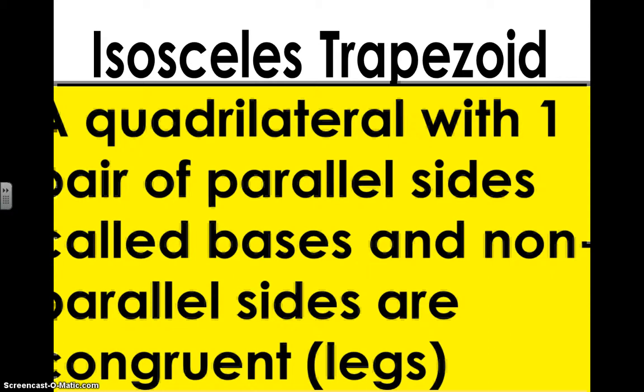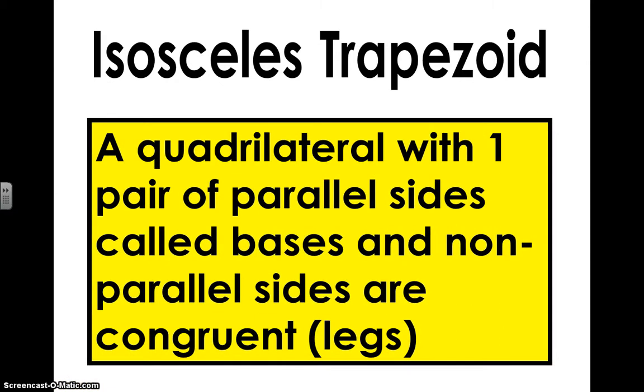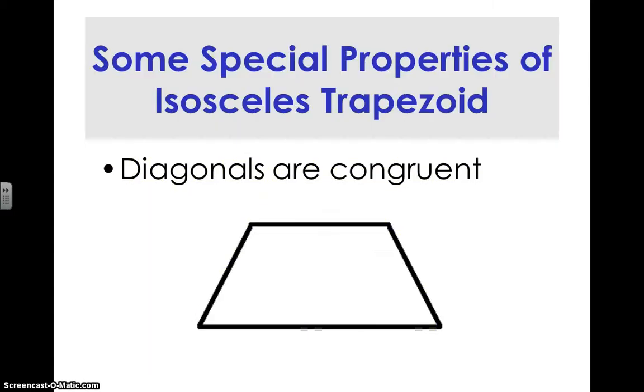Now, an isosceles trapezoid is a special type of trapezoid. All this says is basically an isosceles trapezoid is a trapezoid that has congruent legs. So you can write all of that if you want to, but all I would write is a special trapezoid that has congruent legs. And the special property of an isosceles trapezoid is that the diagonals are congruent, and that will help us in some of the stuff that you're going to do for your homework.